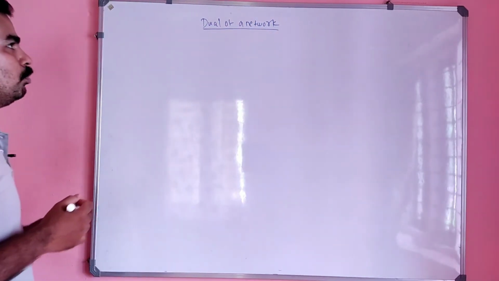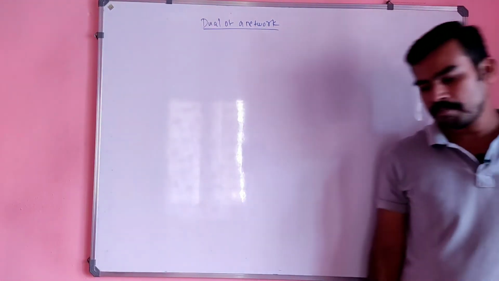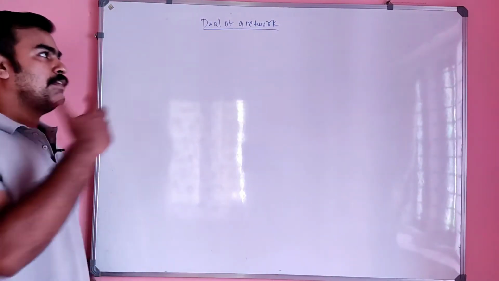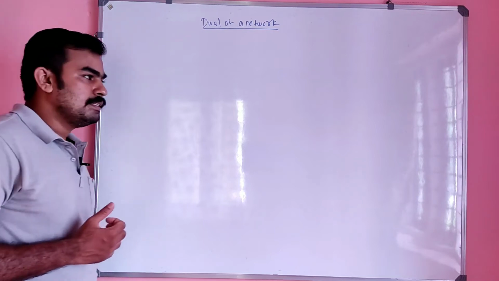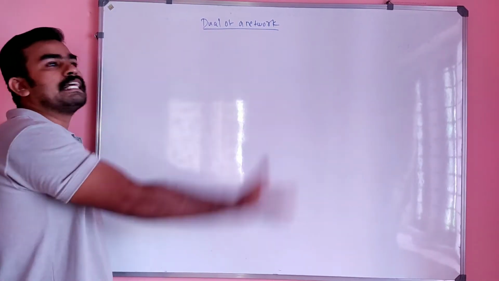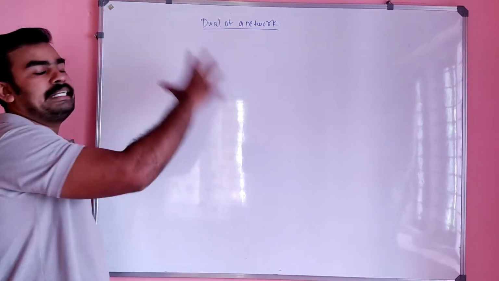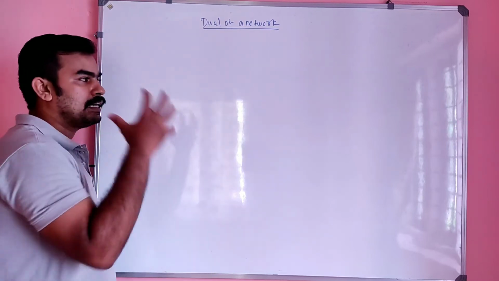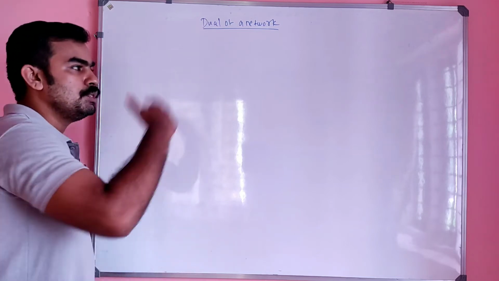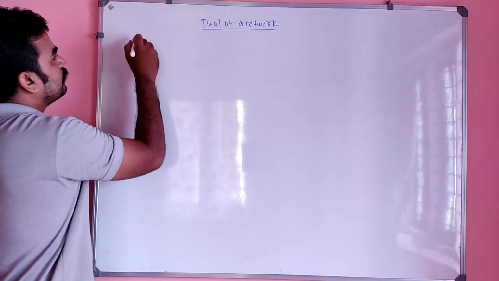Next we have to see dual of a network. Dual of a network means you have to convert certain values into certain other values. So if someone asks you to find the dual of a certain network, you have to convert some values into another value. That is the dual of a network.